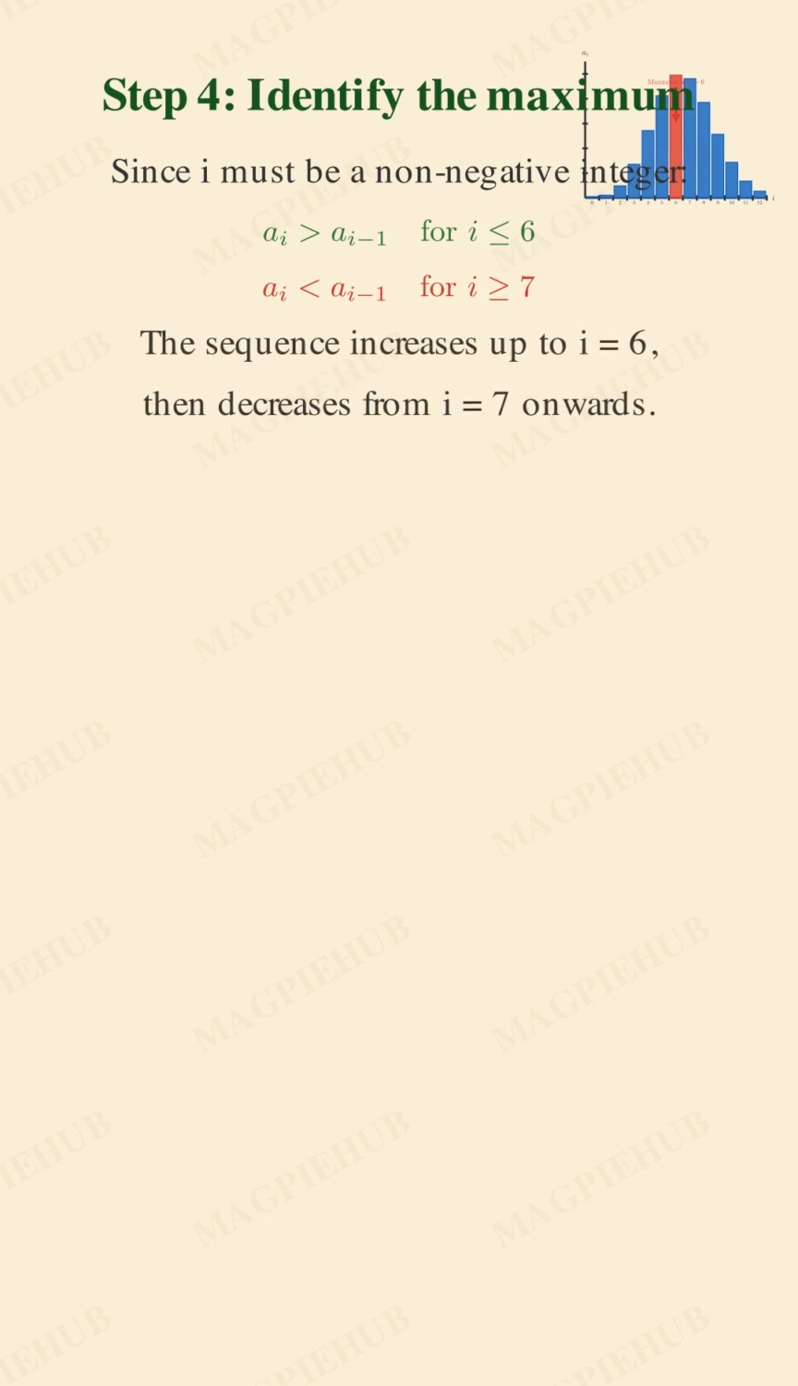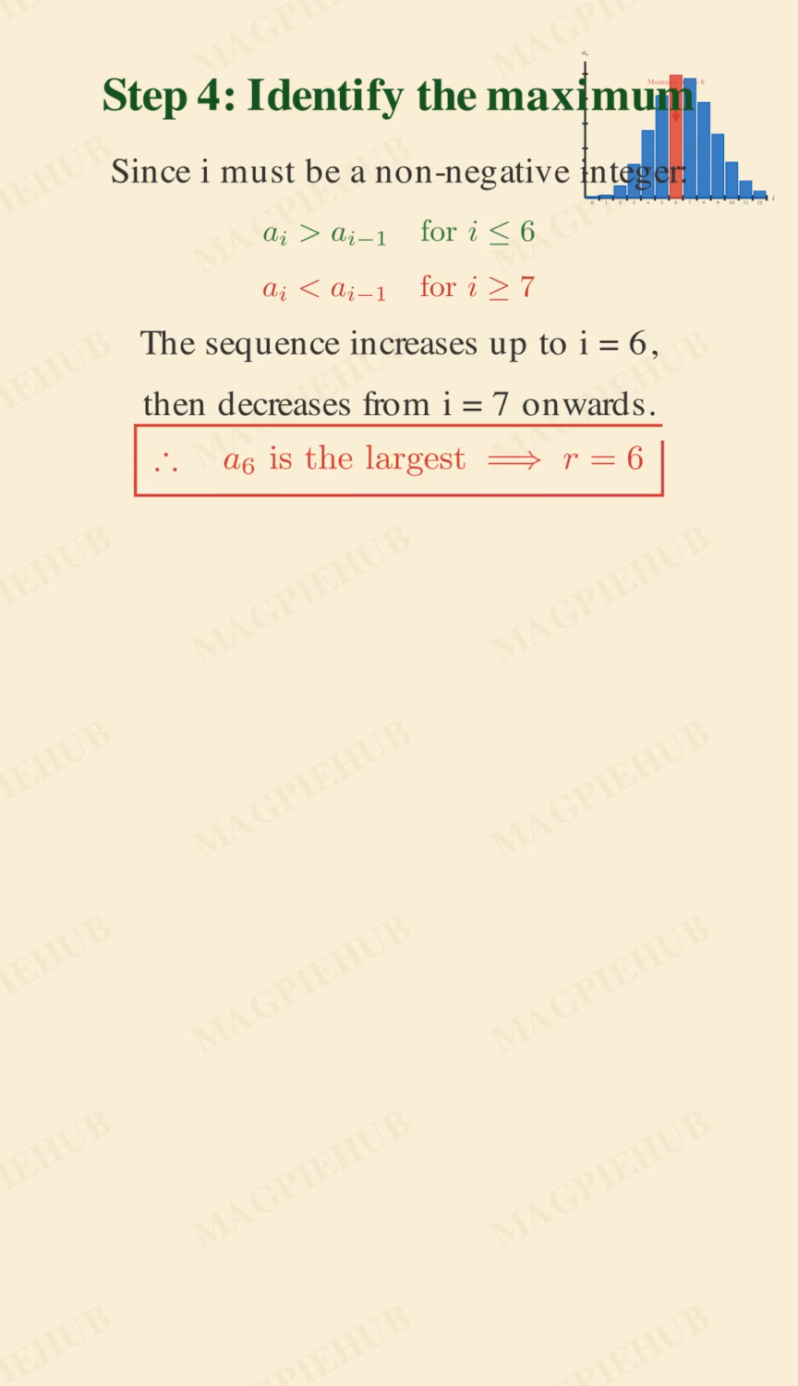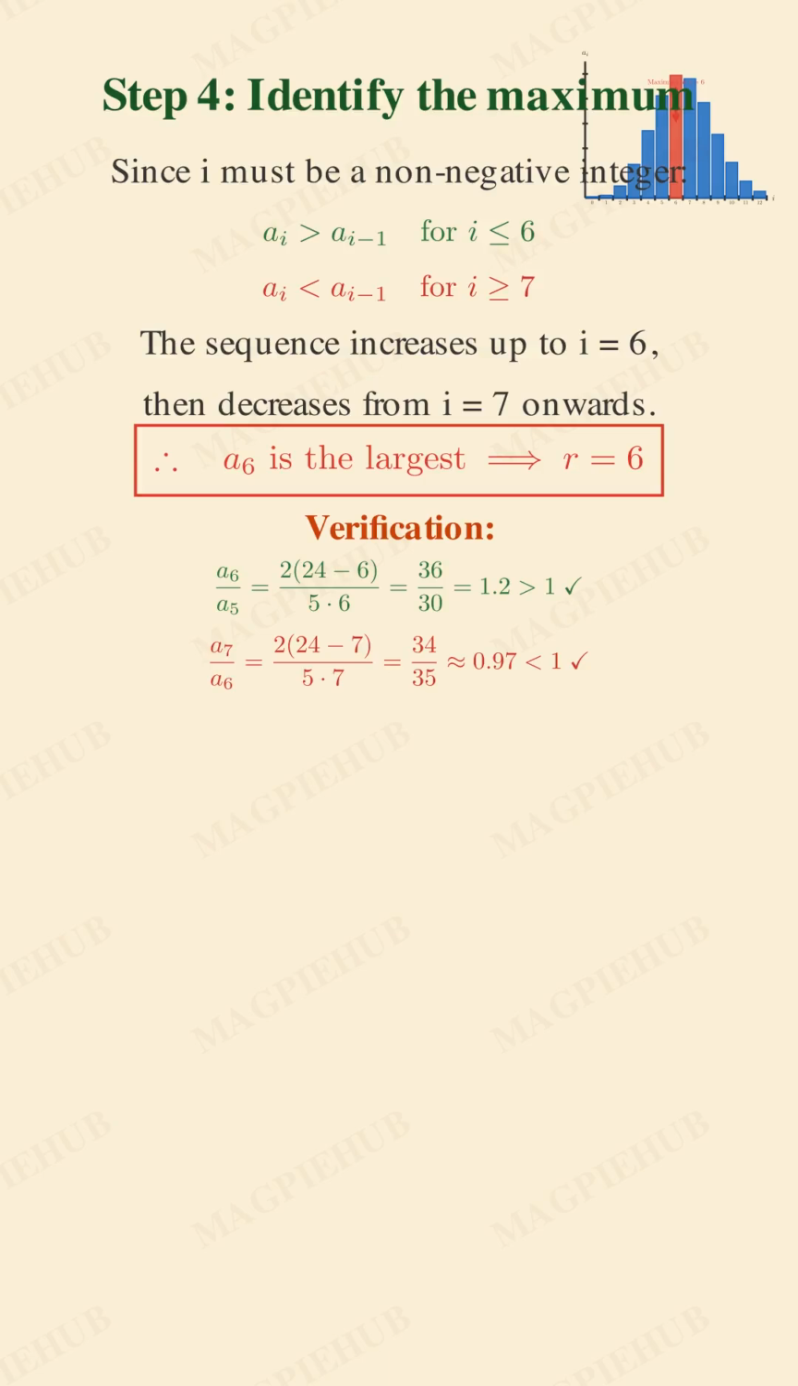Therefore, r equals 6. We can verify: a_6 over a_5 equals 36 over 30, which is 1.2, greater than 1. And a_7 over a_6 equals 34 over 35, approximately 0.97, less than 1. This confirms that the maximum occurs at i equals 6. The correct answer is r equals 6.